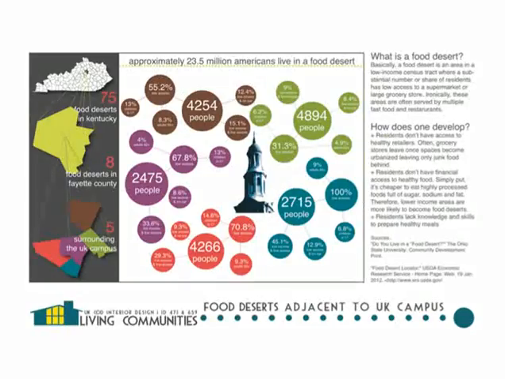While UK may be conveniently located downtown, when you begin to analyze the health and wellness of its students, you actually find that the campus community leaves much to be desired. For example, there are 75 food deserts in Kentucky, 8 of which are in Fayette County and 5 that are directly adjacent to UK's campus.